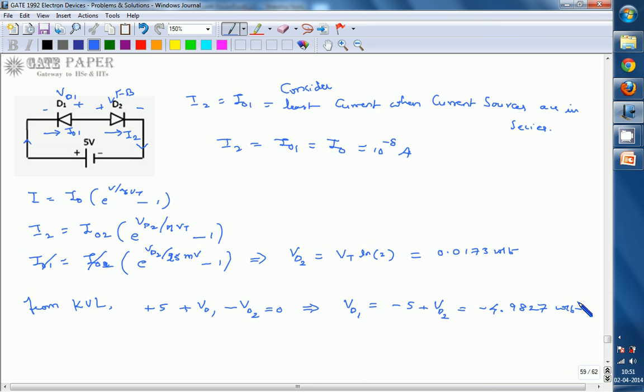So a negative voltage means you are applying a negative voltage to the P side, so diode 1 is reverse biased. Since we have taken the voltage reference with respect to the P side, you are getting Vd1 as negative. You are getting the negative sign since you are taking Vd1 across diode 1 with the P side as the positive terminal, so D1 is reverse biased because Vd1 is a negative voltage. So the value of Vd2 is 0.0173 volts and Vd1 is 4.9827 in magnitude.